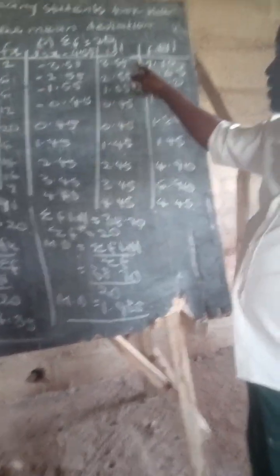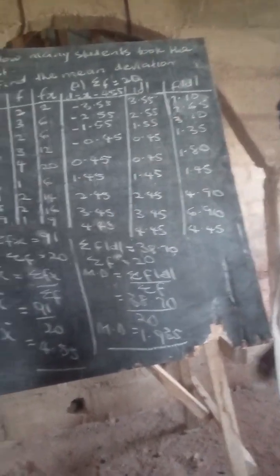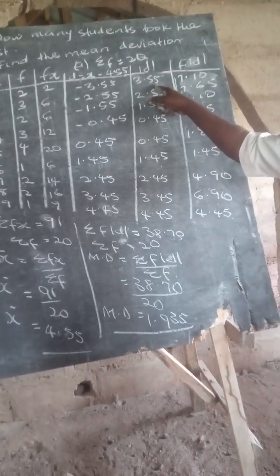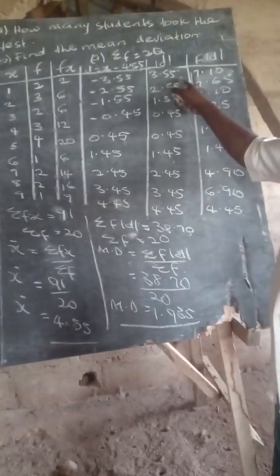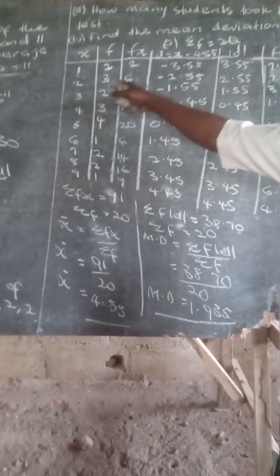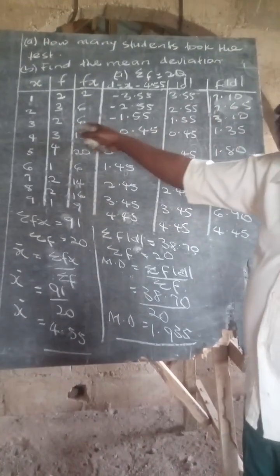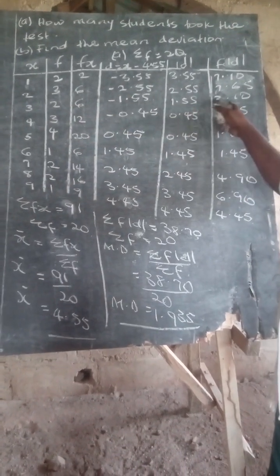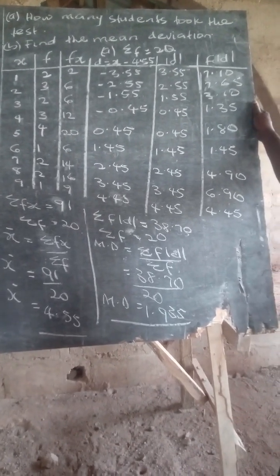Then after that, you still have to use frequency to multiply this modulo. That will be equal to 1 times 3.55. Or sorry, you have to use frequency to multiply this modulo. 2 times 3.55, 7.10. 3 times 2.55, 7.65. What do you have here? 3 times 1.55 gives us 4.65. Hello, are you following me now?